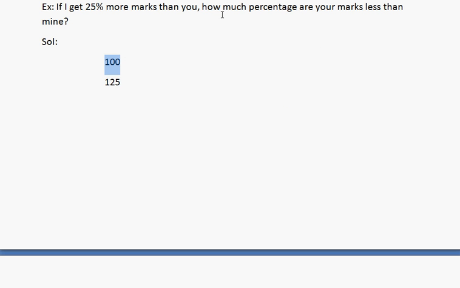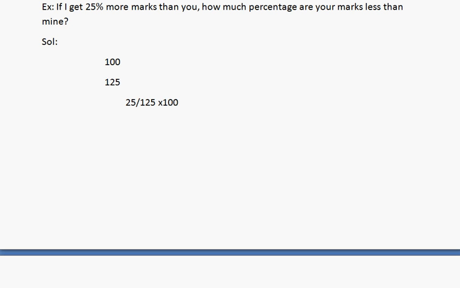Now my marks are 125, your marks are 100. He is asking how much percentage your marks are less than mine, right? How many marks did you get less? 25. But we have to find how much percentage your marks are less than mine. So the basis of calculating percentage now would be my marks, not yours, because we are comparing with my marks. So the denominator has to be 125 and not 100.